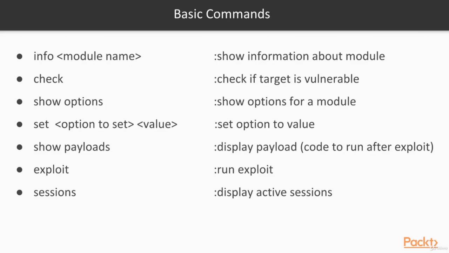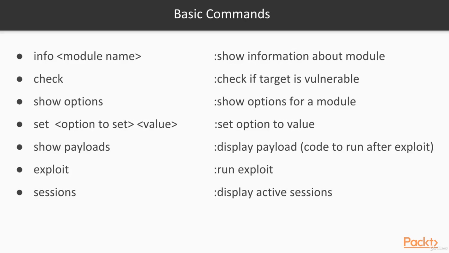Check is pretty useful. It will check if the target is vulnerable for that module. It's almost like a vulnerability scan sort of built into Metasploit. Show options will show the options that you may need to set for a module. Set, and then the option that you want to set, and then the value to set it to. Show payloads will display payloads. A payload is code to run after an exploit is run. In many cases, it's code to run to open a shell from our target. Exploit runs the exploit that you have chosen for a particular module. And sessions will display active sessions.